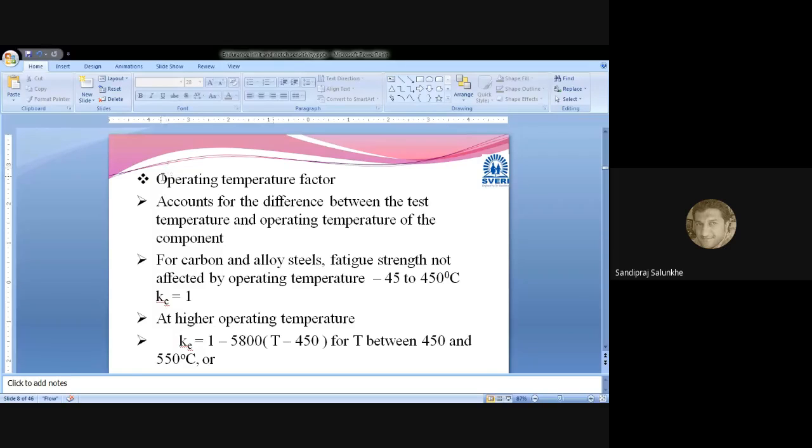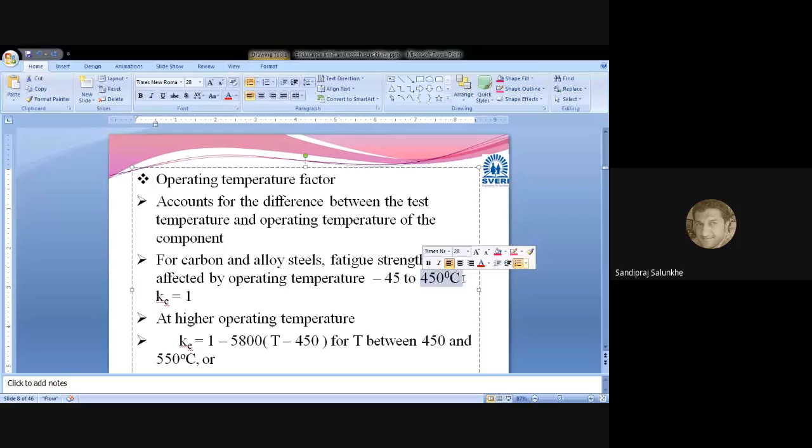this operating temperature factor. When the temperature factor is considered, for operating temperatures which vary from 45 degrees to 450 degrees Celsius, at that time we are going to use this factor Ke as 1. That is, from 45 degrees to 450 degrees, Ke is considered as 1. Okay, and that is up to 450 degrees.